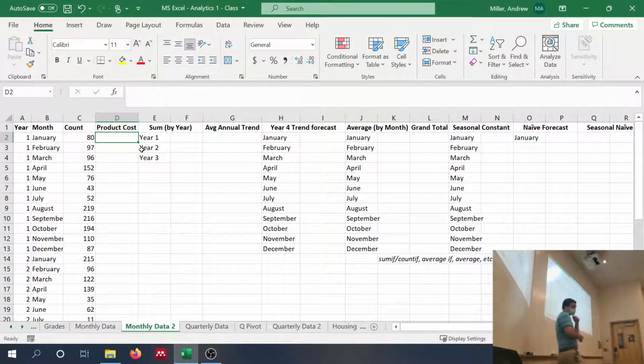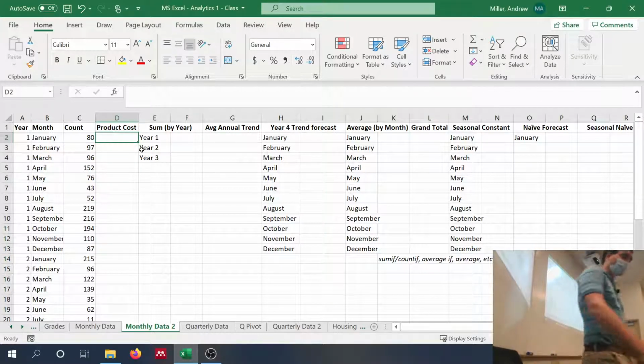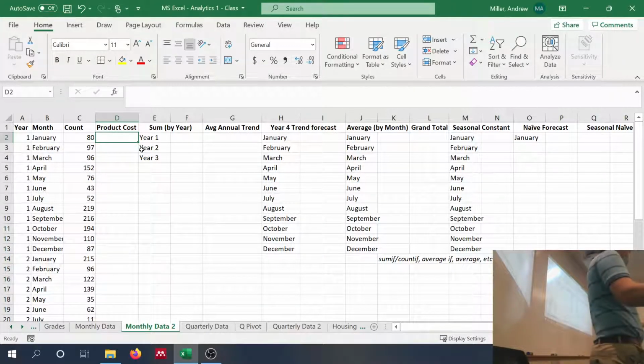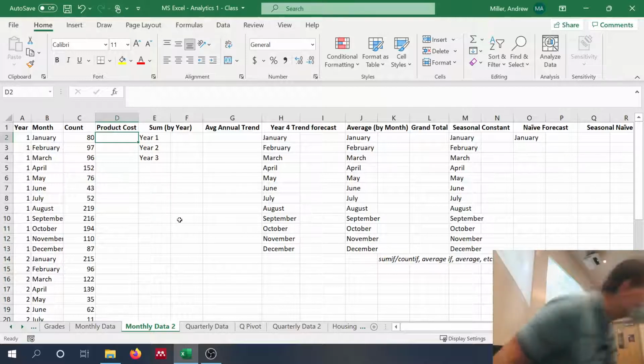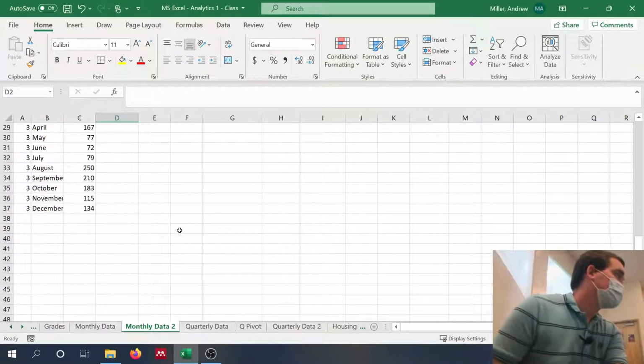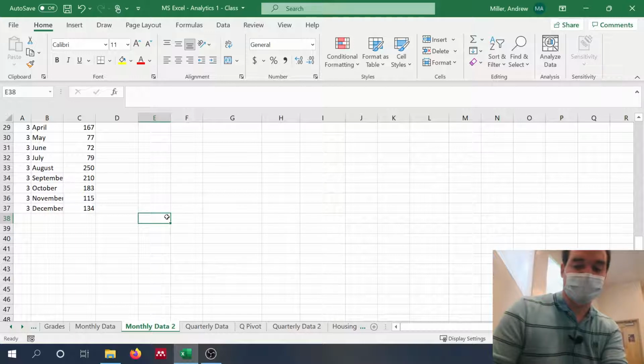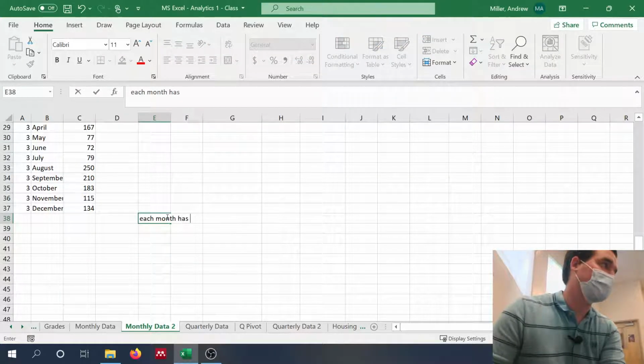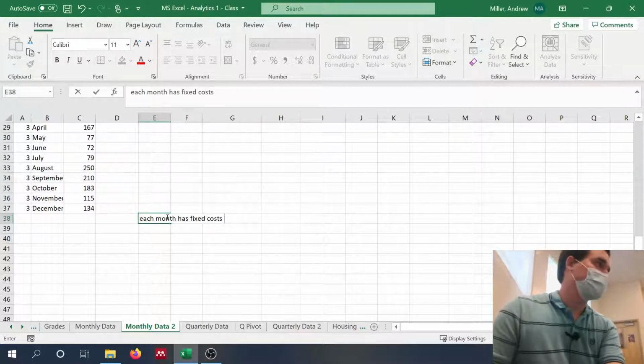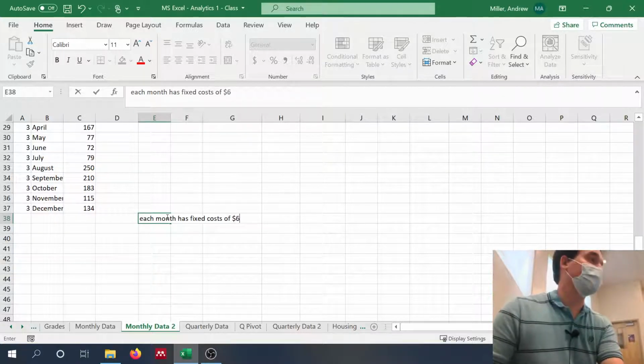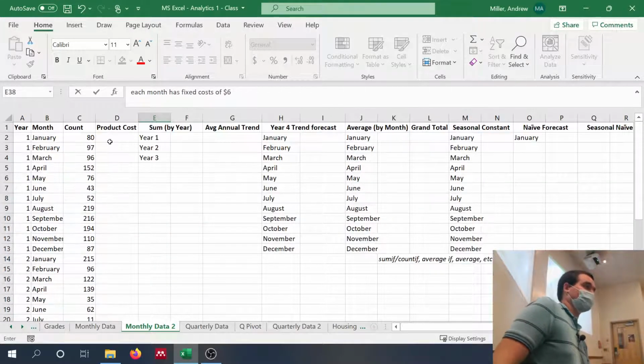So product cost, someone throw me a number for a fixed cost. Literally any number works. 3 points on exam 3. Who hasn't answered yet? Okay, 6. So we've got average fixed cost of 6. So just come down here and say each month has fixed cost of $6. Pretty cheap, isn't it? I wonder what this could be.